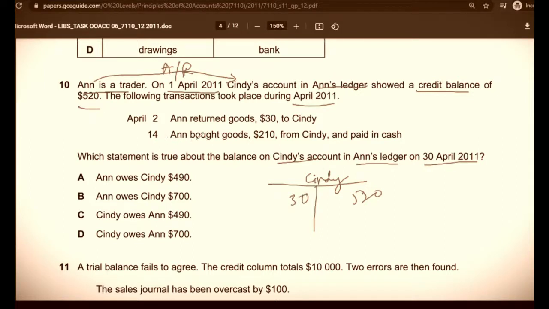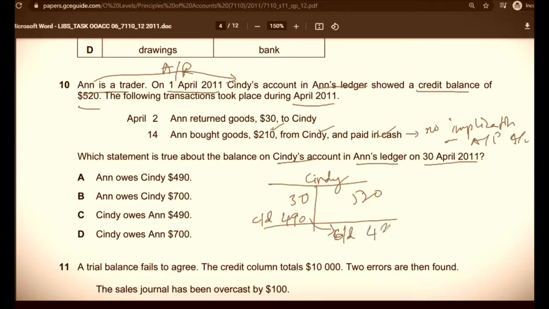And then on April 14th, Anne bought goods worth 210 from Cindy and paid cash. So this would have no implication on the accounts payable account. So 520 minus 30. So you would have a debit, carried forward 490 here, and then credit brought forward, which would be a credit balance of 490 here. So Anne owes Cindy $490. The correct answer to multiple choice 10 would be option A.